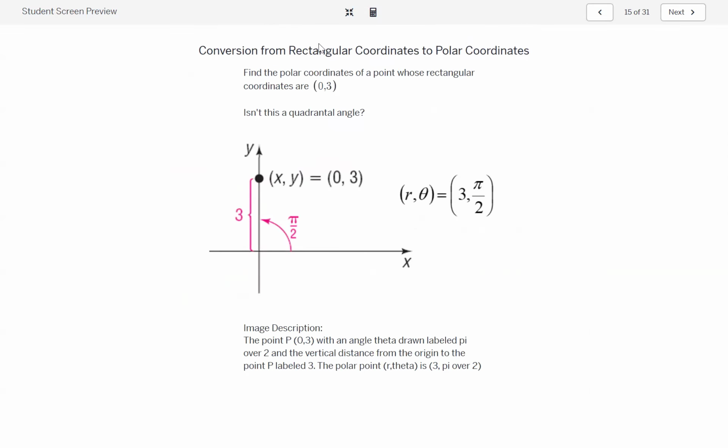All right, now we're going to try things the other way around. We're going to start with rectangular coordinates, and we're going to try to figure out the polar coordinates. So we're starting with some simplified cases. When we look at quadrantal angles, the xy point for this particular one is 0, 3. And we can see, well, that angle is pi over 2, and the radius is 3 units. So our polar point is 3, pi over 2.